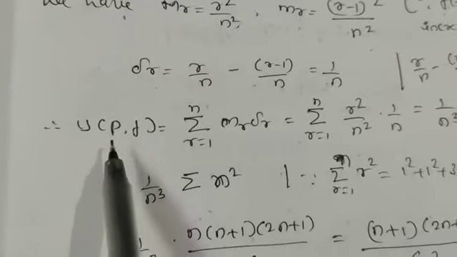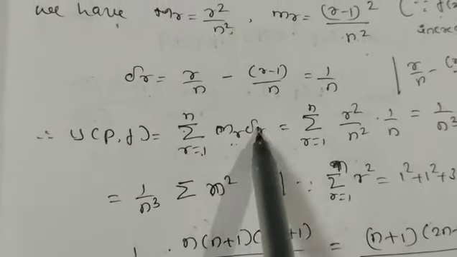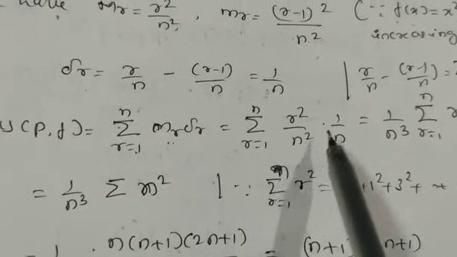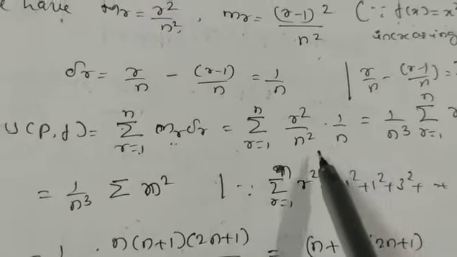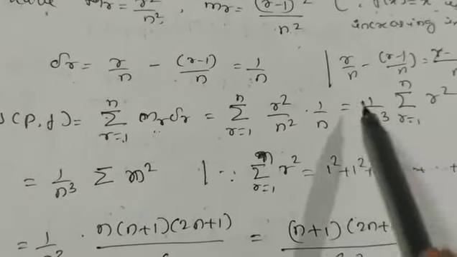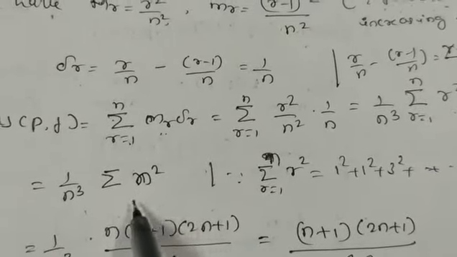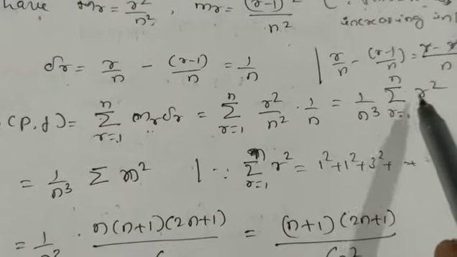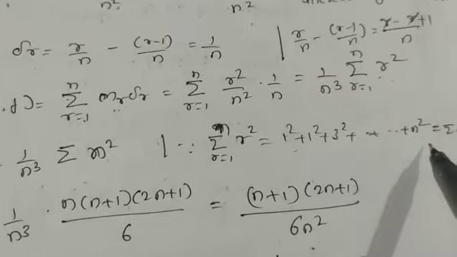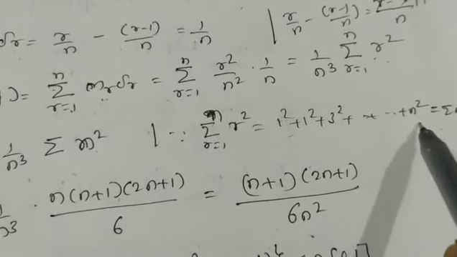So now U(P, f), the upper Riemann sum, is the sum from r equals 1 to n of M_r Δ_r. That is the sum from r equals 1 to n of r²/n² into Δ_r, which is 1/n. Simplify this: it is 1/n³ into the sum from r equals 1 to n of r². So 1/n³ is independent of r. The sum of r² means 1² plus 2² and so on up to n², so it is nothing but the sum of n squares.